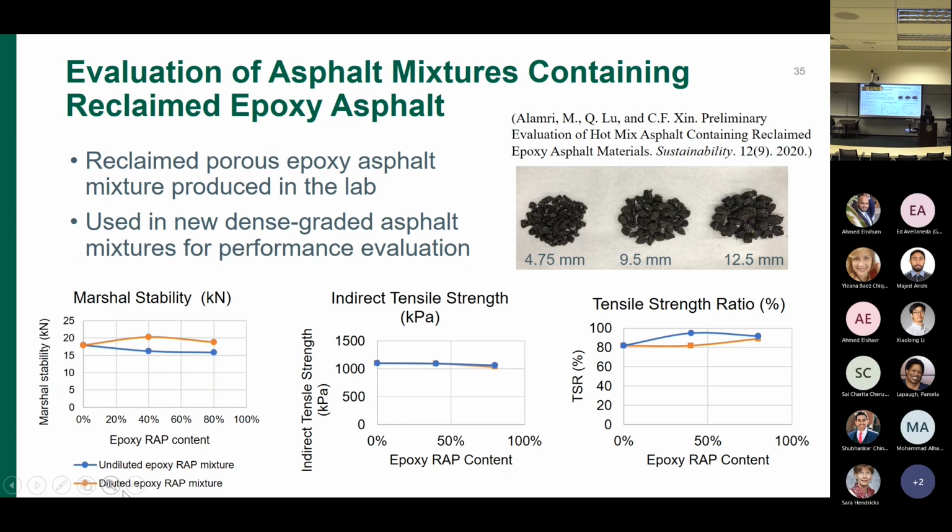And the overall finding is that the incorporation of the reclaimed epoxy asphalt material in new asphalt mixture does not negatively impact the quality of the mix. So this gives us some assurance that we may proceed with further work to promote the use of epoxy asphalt on road pavements. Again, further work can be done along this line.